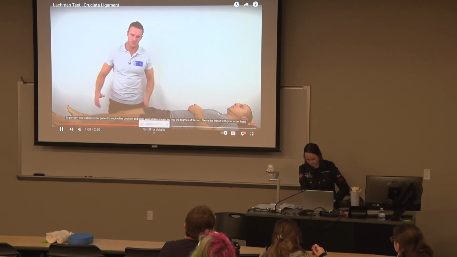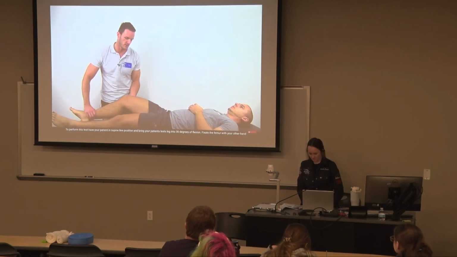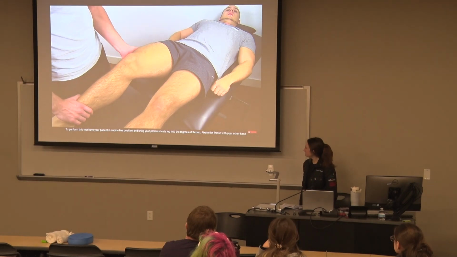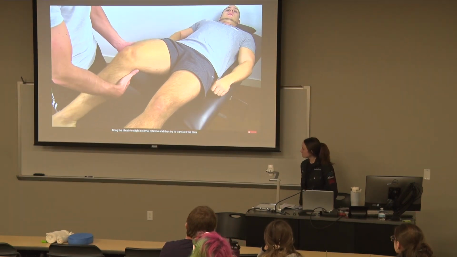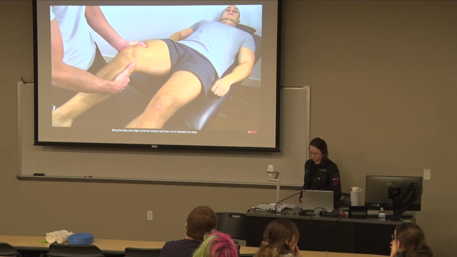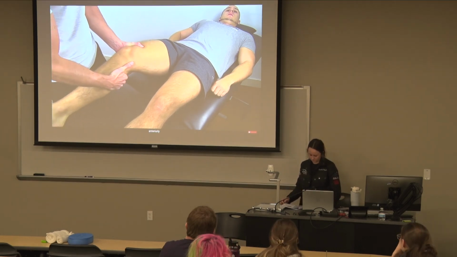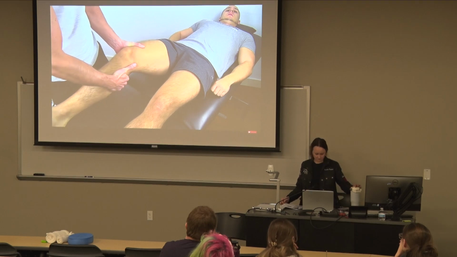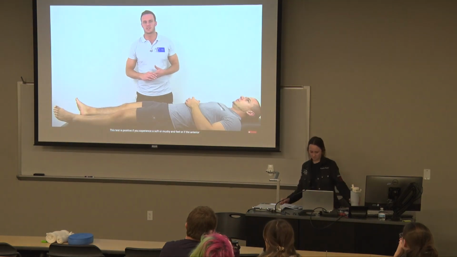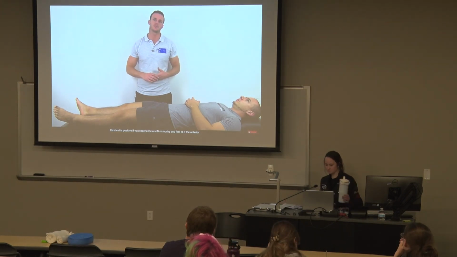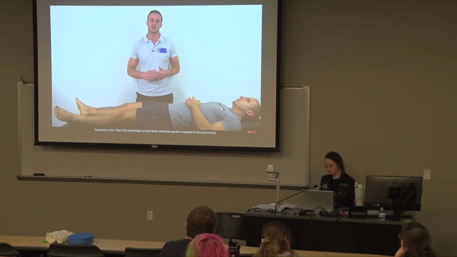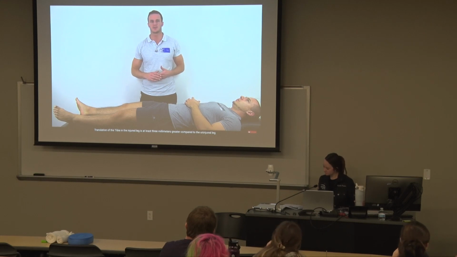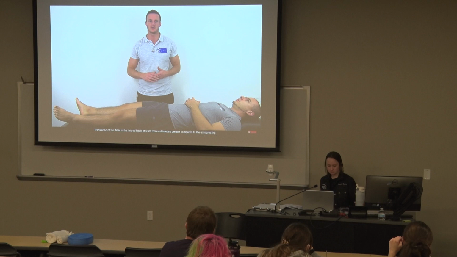Position and bring your patient's test leg into 30 degrees of flexion. Fixate the femur with your outer hand, bring the tibia into slight external rotation, and then try to translate the tibia anteriorly. The stress is positive if you experience a soft or mushy end feel, or if the anterior translation of the tibia in the injured leg is at least 3 millimeters greater compared to the uninjured leg.